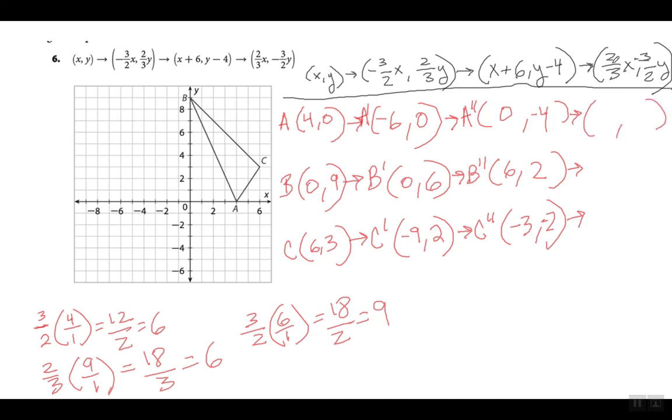Alright, now I'm going to multiply 2 over 3 times whatever x is. X is 0. 0 times anything is 0. Okay, negative 4 times negative 3 over 2. Alright, a negative times a negative equals a positive. And 3 over 2 times 4, actually I already did it over here. 3 over 2 times 4 is 6.